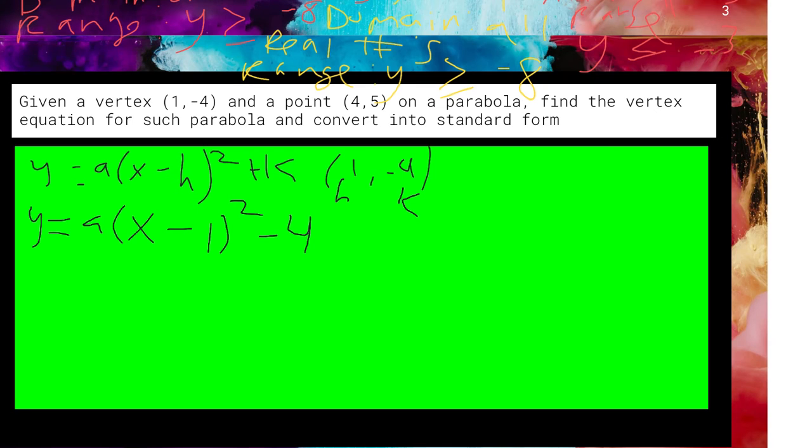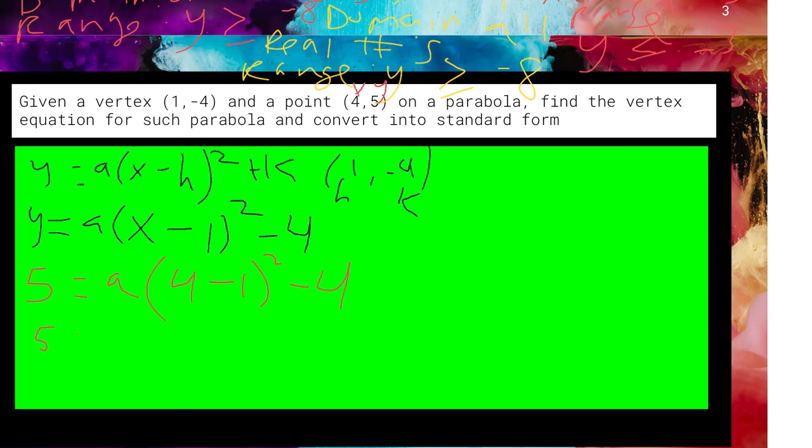So what other information do they give me? They give me what the point is. So I'm going to go ahead and plug in this point right here, x comma y, into here. So my y, I'm going to substitute. My y is 5. So instead of putting y, I'm going to put 5. And then I'm trying to find what a is, so I'm going to leave that there. My x value is 4. And then I'm going to rewrite everything else.